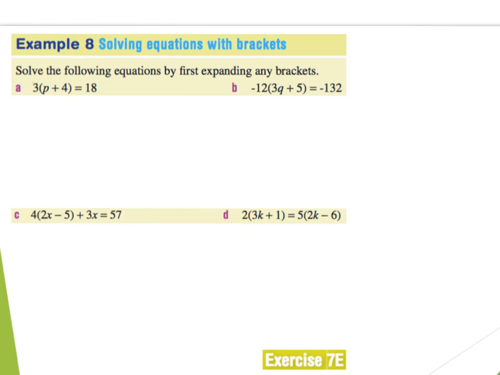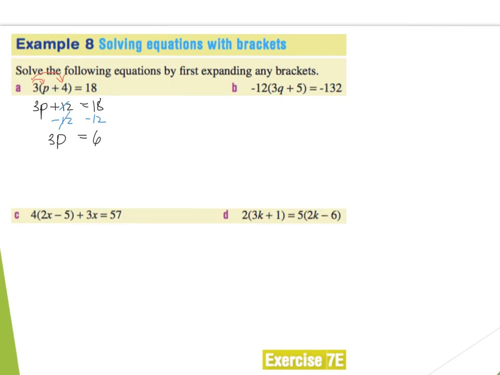I'm going to multiply 3 into p, and I'm also going to indicate that with my arrows. And we're going to say 3 times p is 3p, plus 3 times 4 is positive 12, and that equals 18. I now want to get rid of everything except the p, which means I'm going to subtract 12 on both sides first. By subtracting 12 on both sides, 12 minus 12 is nothing. 3p on the left hand side equals 18 take away 12 is 6.